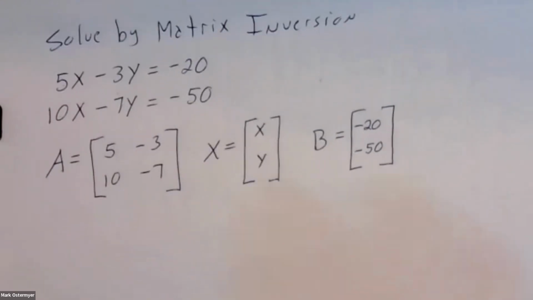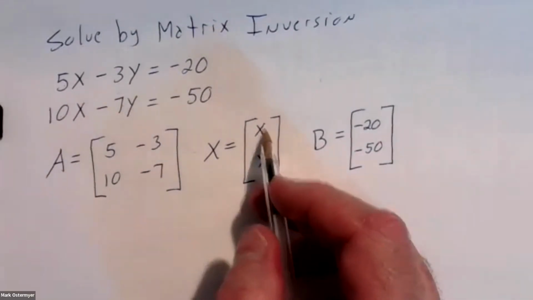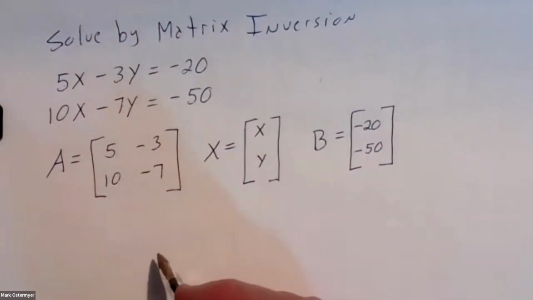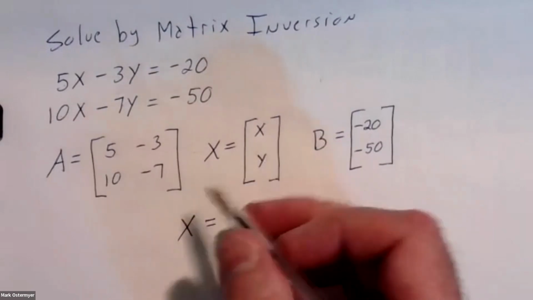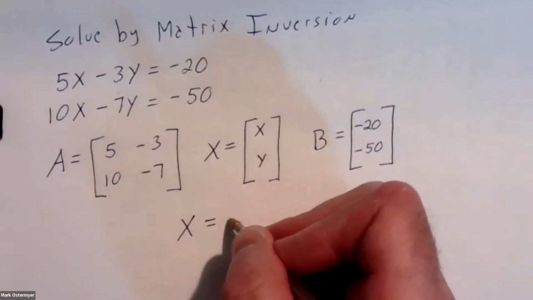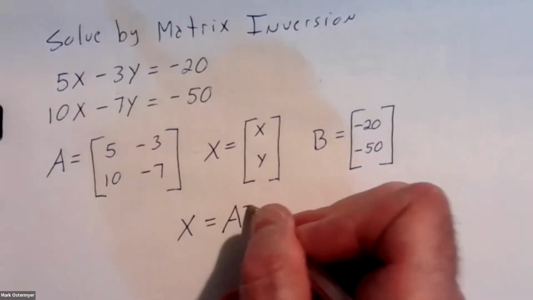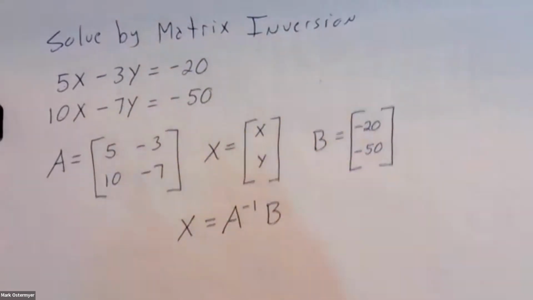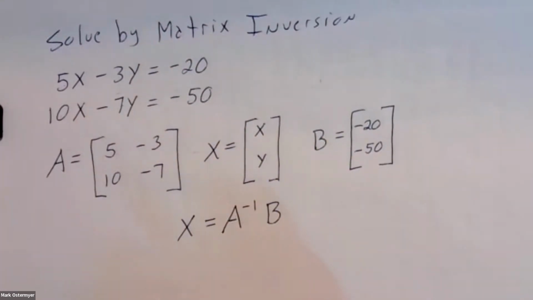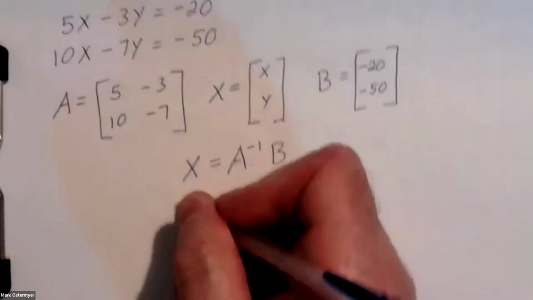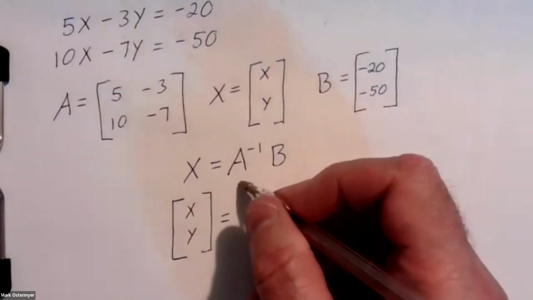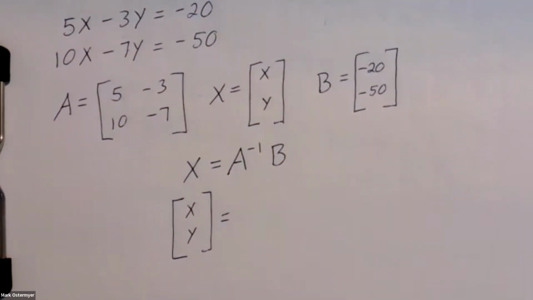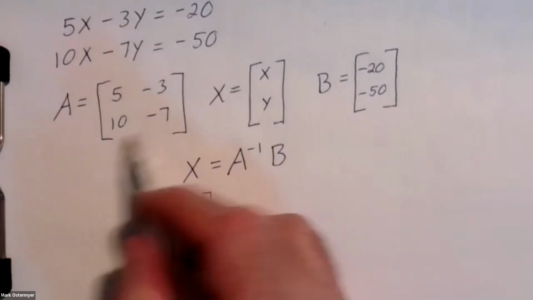All right, here we go. Now, how are we going to solve for the X and the Y coordinates of our ordered pair solution to this system? We're going to use the result of having solved that matrix equation on the previous slide. X is going to be equal to the inverse of matrix A times matrix B. This is how we're going to get the solution. So matrix X, which is X and Y, is going to be equal to the inverse of matrix A. Now, what is the inverse of matrix A?